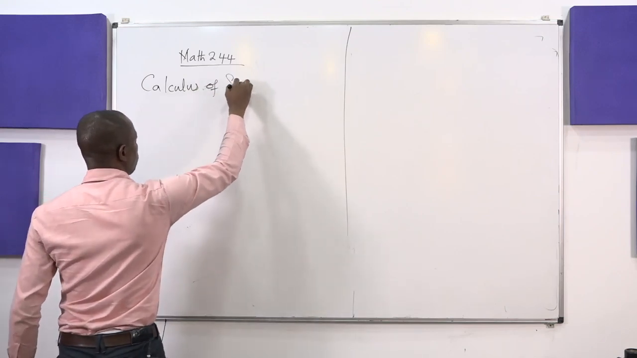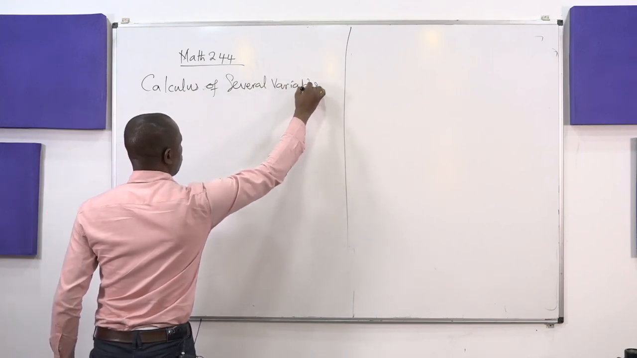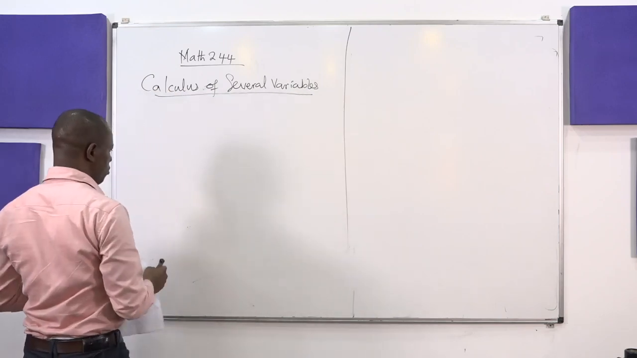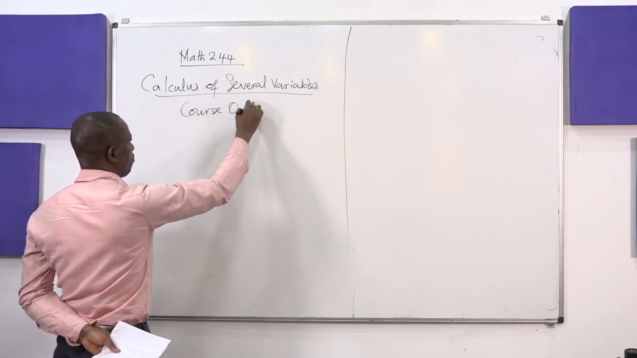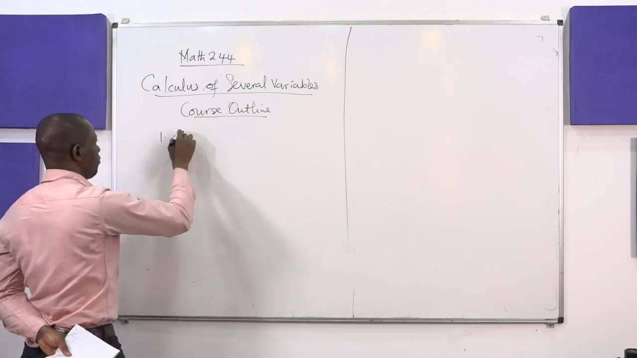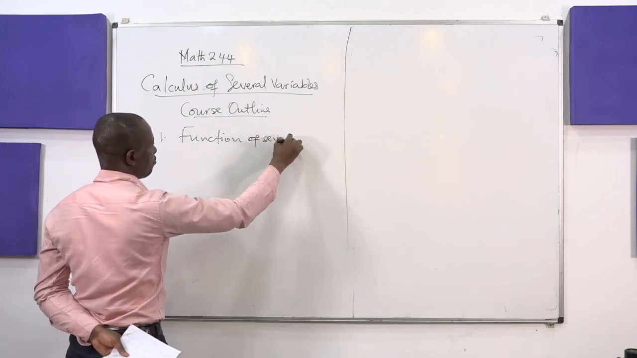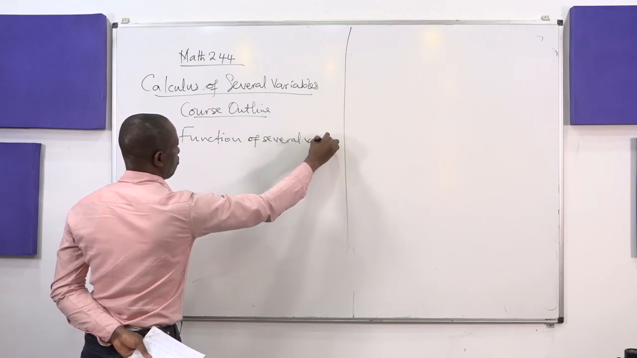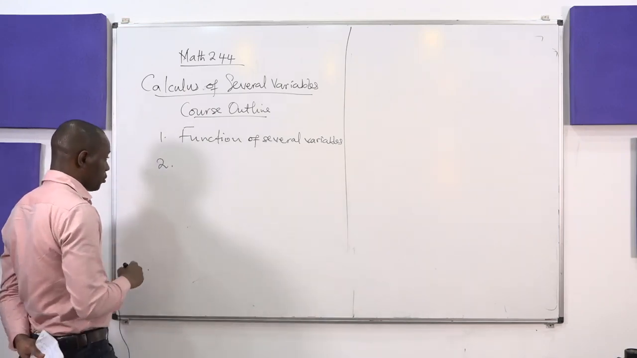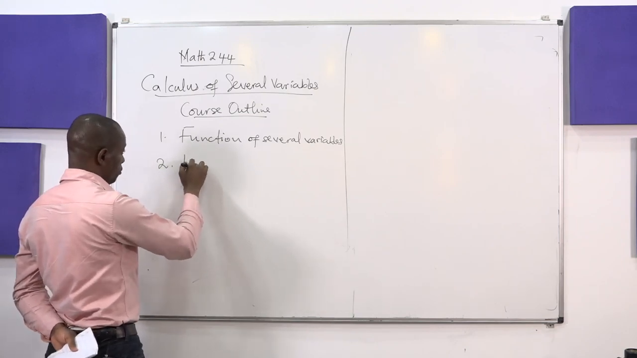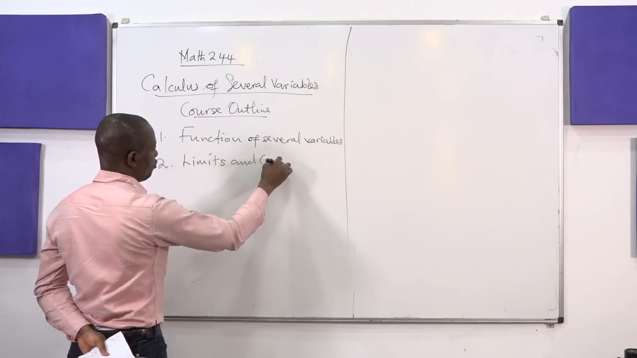Calculus of several variables. Course outline. You look at functions of several variables, including domain and range. Then limits and continuity.